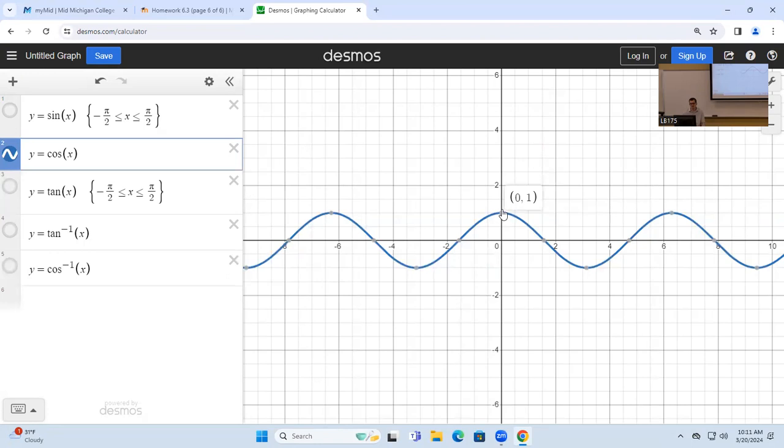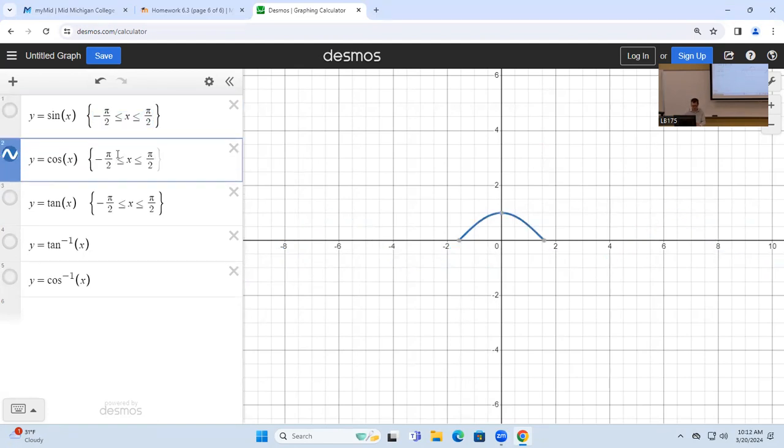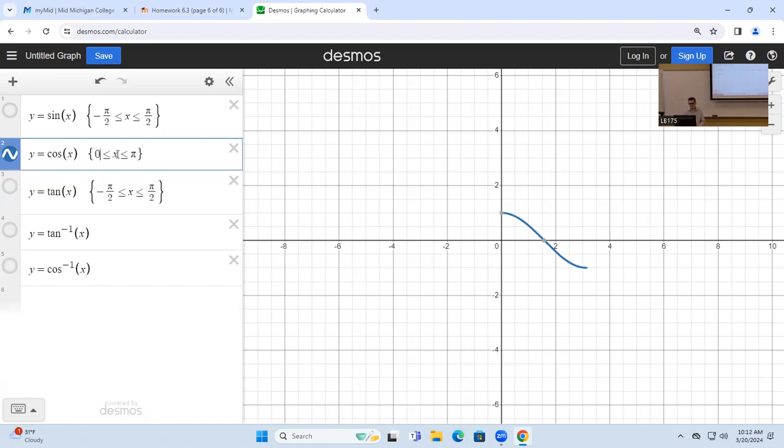This is even. Even graphically means symmetric about the y-axis. But we have to restrict the domain. And if we force it to be between 0 and pi, the domain of cosine, all of a sudden it's not symmetric about the y-axis anymore.